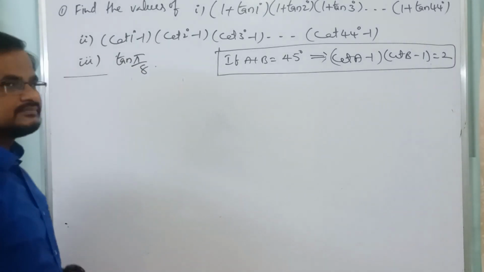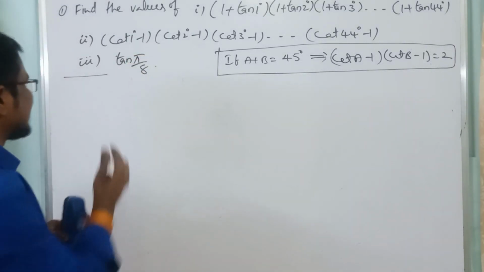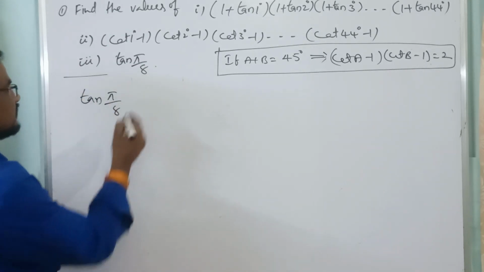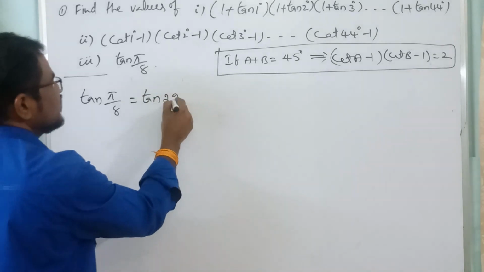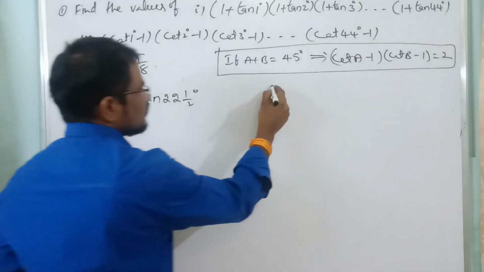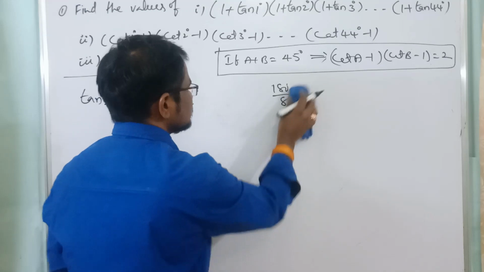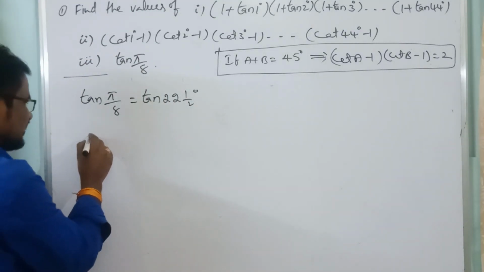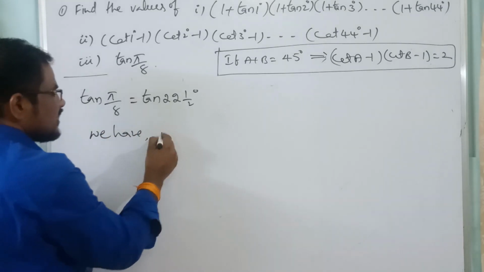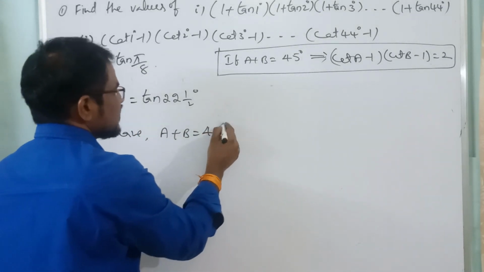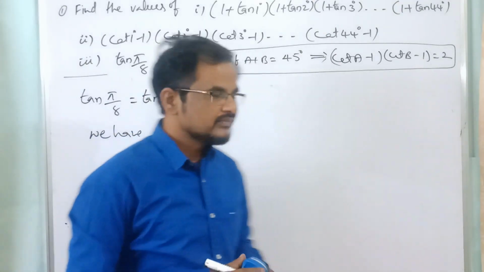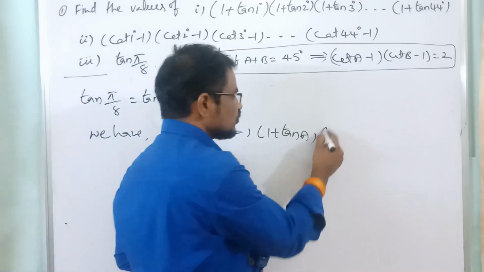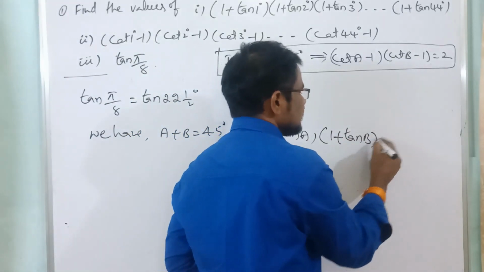Here what they are asking: you have to find the value of tan pi by 8, means tan of 22.5 degrees, right? 180 by 8. So for that, I will take the condition like this. We know that A plus B equal to pi by 4 or 45. What is our condition? 1 plus tan A into 1 plus tan B equals 2.